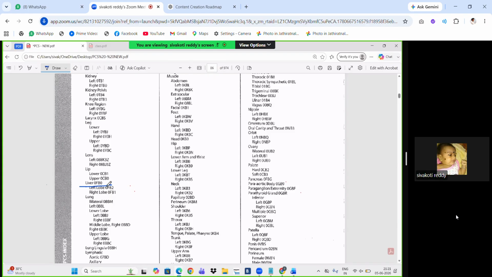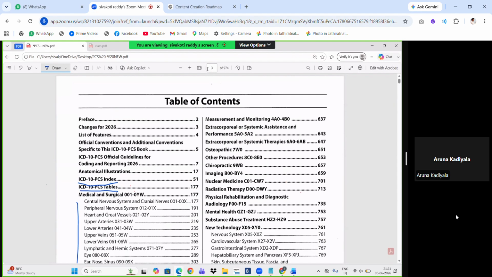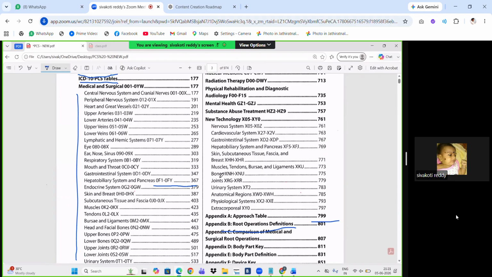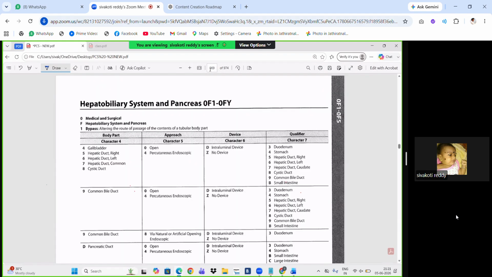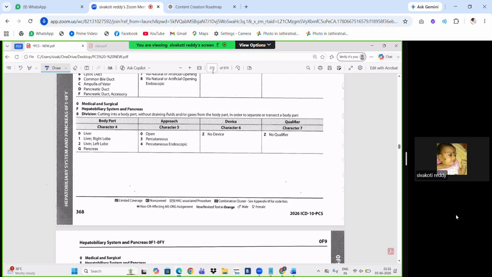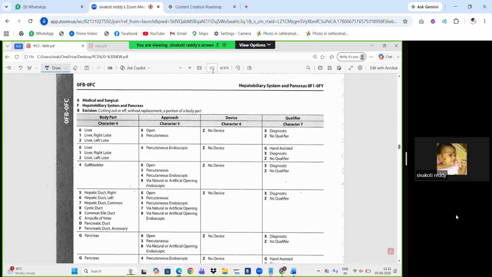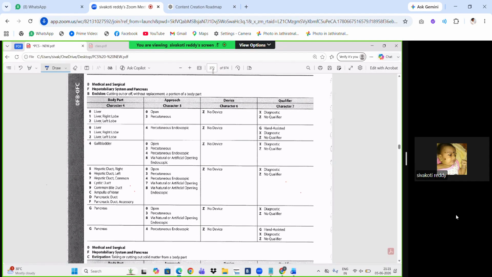0FB, 0 you find right here. Liver. Now we need to go for the 0FB series. Zero FB here only 0F. 367 onwards 0F series starts. So here 0F1, I need B, right? I'm going to the next pages, 0F9, 0FB. Zero FB, 0, up to here I found, correct?